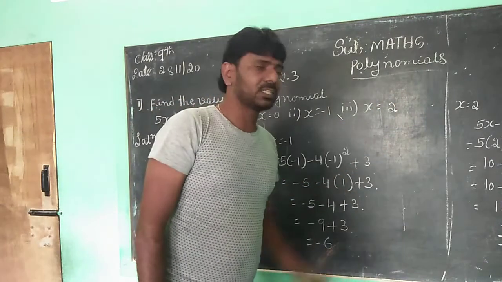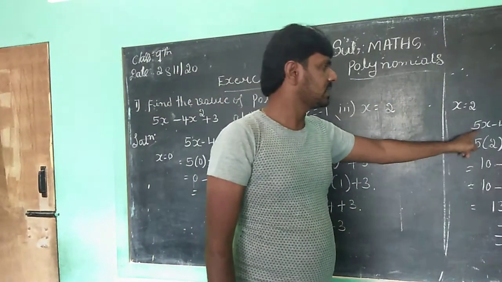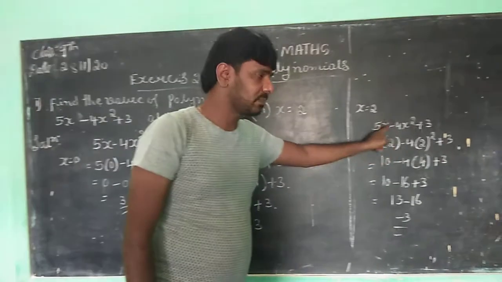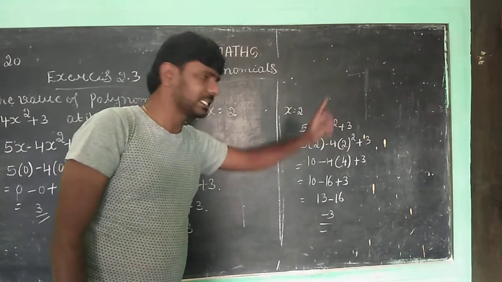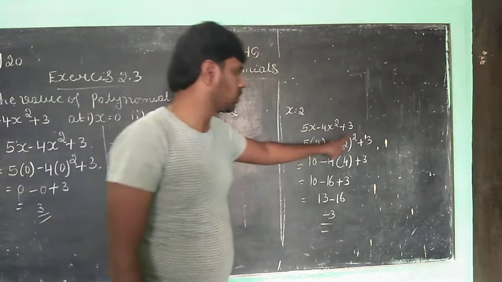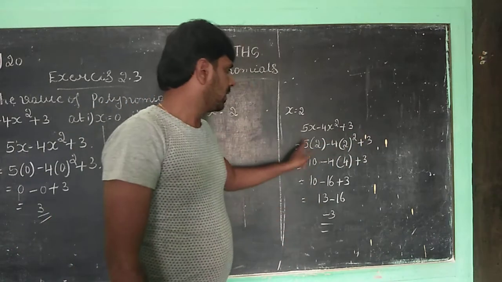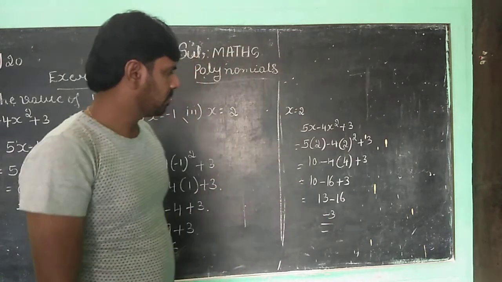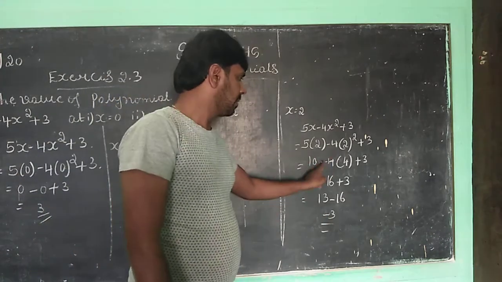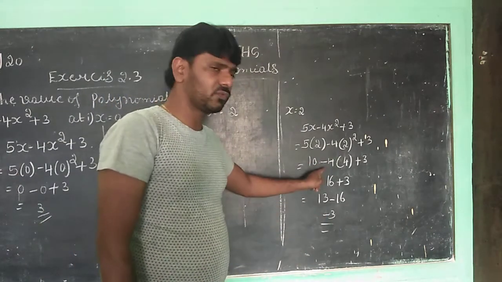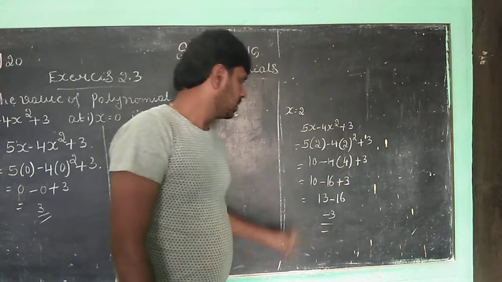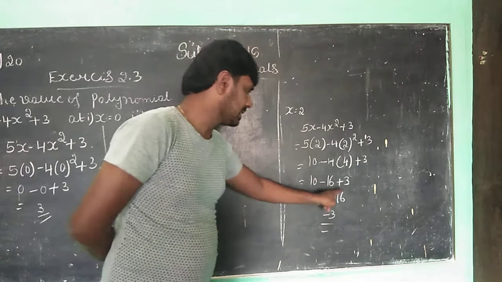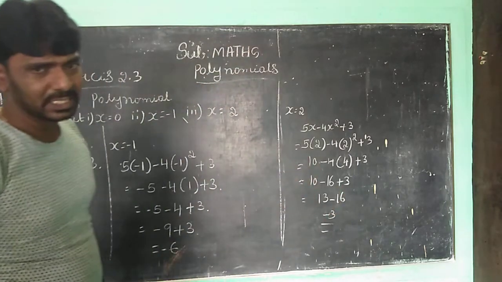Next you want to take x is equal to 2. In place of x you want to substitute the value: 5 as it is, x place, into minus 4 is there. In x place you want to write 2 square, plus 3. 5 2s are 10. Write as it is minus 4. 2 square means 4, plus 3. 10 minus, minus into plus is minus, 4 4s are 16, plus 3. So plus 10 plus 3 you want to add, that is 13, minus 16. Minus 16 plus 13 is minus 3.